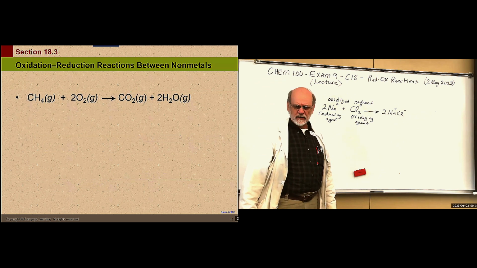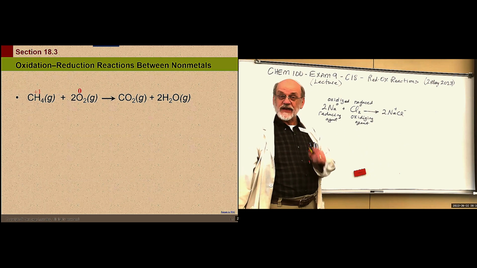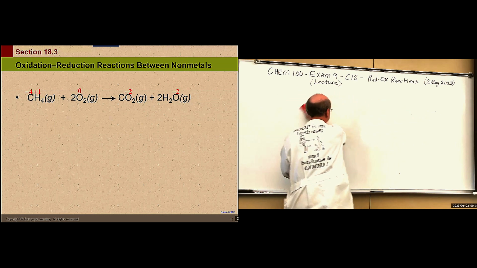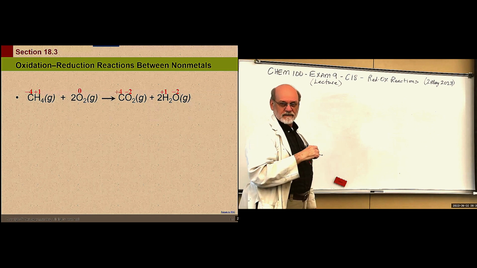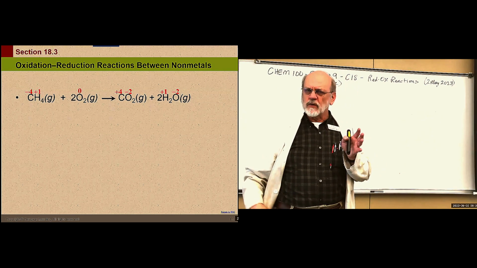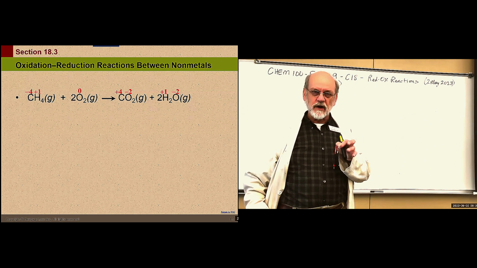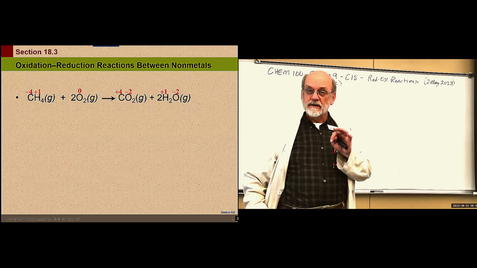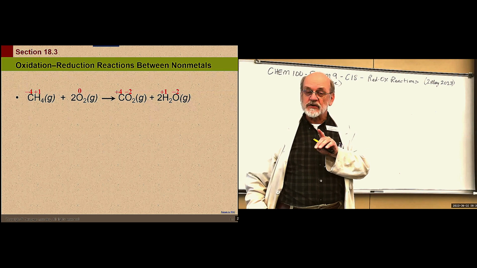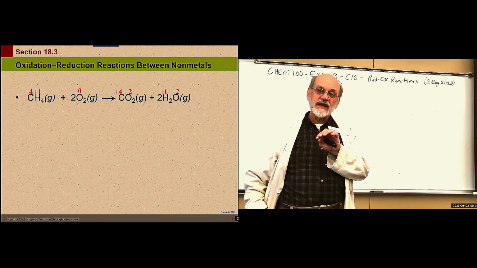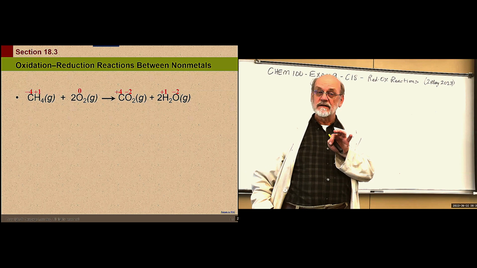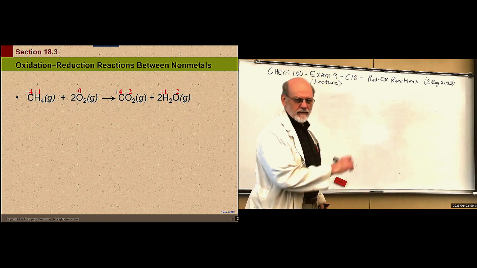So here's another example. What are we going to do with this one? We're going to assign oxidation states first. Well, there they come. They're already there for us. So we've calculated the oxidation states. Do the easy one first, right? The elements are always zero, so oxygen zero. Water, -2 for oxygen, +1 for the hydrogens. Carbon dioxide, -2 for the oxygens, means that carbon has to be a +4 to balance those two -2s. And then methane is -4 and +1. I'm going to draw those up there anyway.